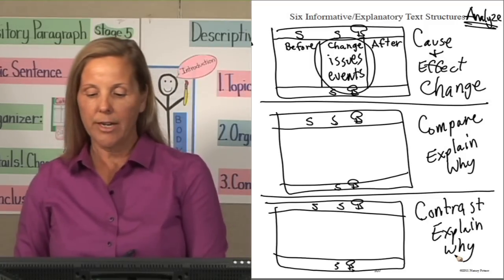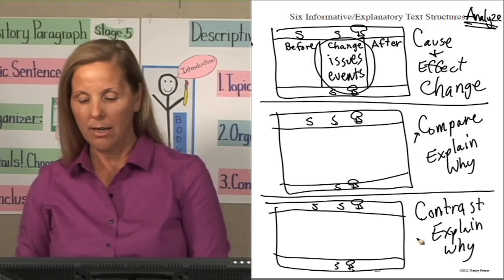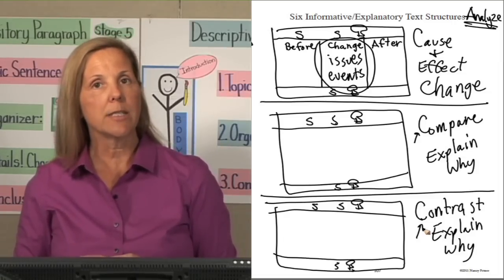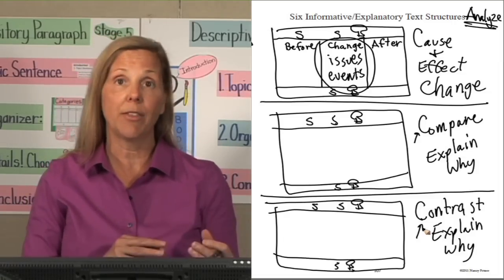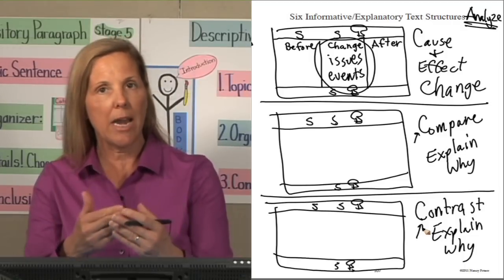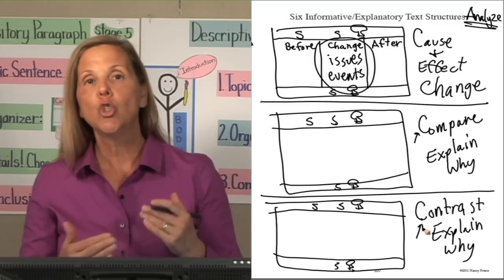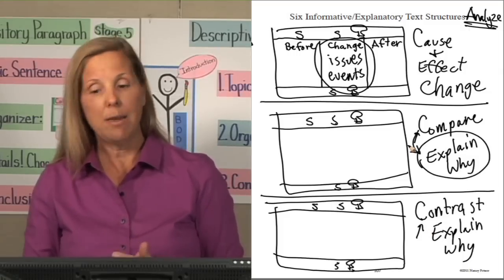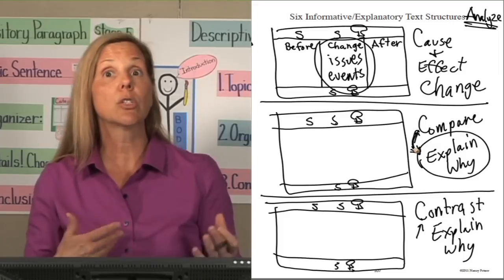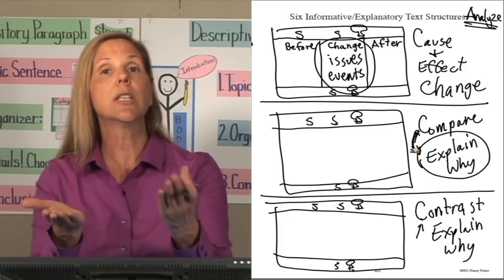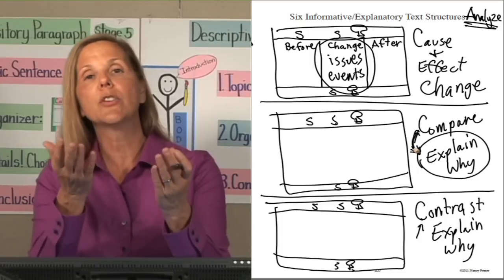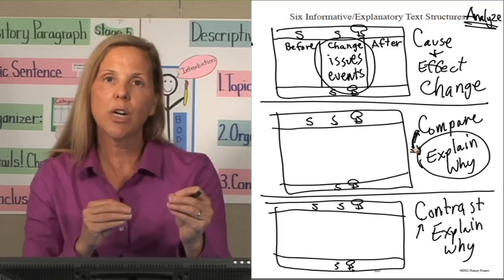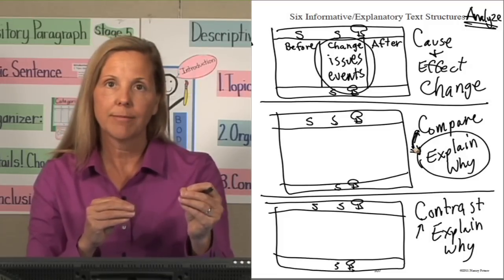The next two organizers are for compare and contrast. They are separated out because the whole purpose is for you to do one or the other. And the reason why you either compare or contrast two or more things is to explain why. So I may be comparing, let's say, two characters from a story. Cinderella and Cendrillon. They have differences, but their similarities explain why both were rewarded at the end of the story.